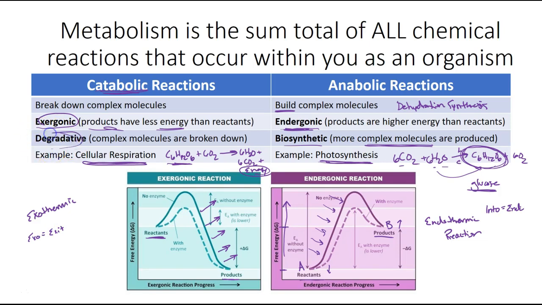Degradative is a term used to describe complex molecules being broken down. Because the more complex molecules are broken down to produce less complex molecules, energy is going to be released. That is an exergonic reaction. That is a degradative process. It is a catabolic reaction. Catabolic and anabolic reactions both funnel into this idea of metabolism, which again is the sum total of all chemical reactions that occur within a cell and within you as an organism.